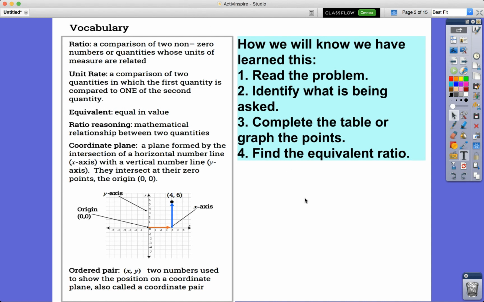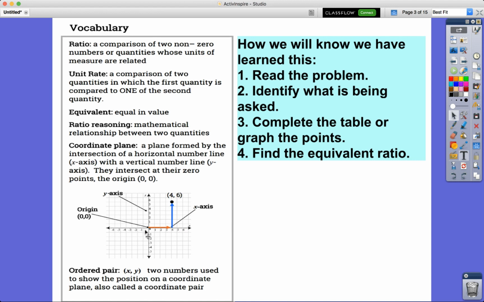So ratio, unit rate, equivalent. We've gone over all of that before. Ratio reasoning is the mathematical relationship between two quantities. When you're looking for that pattern, what did you do with the first number to get the second number? That's that mathematical relationship between the two quantities. And this is a good review of what we did with the coordinate plane.